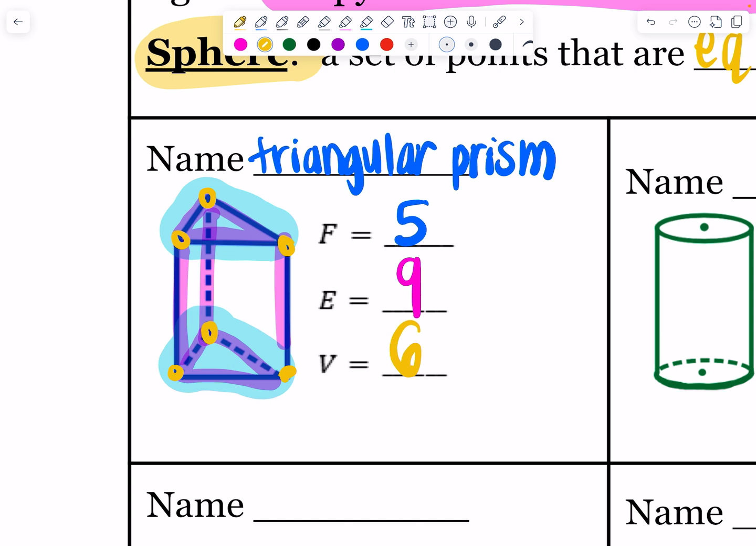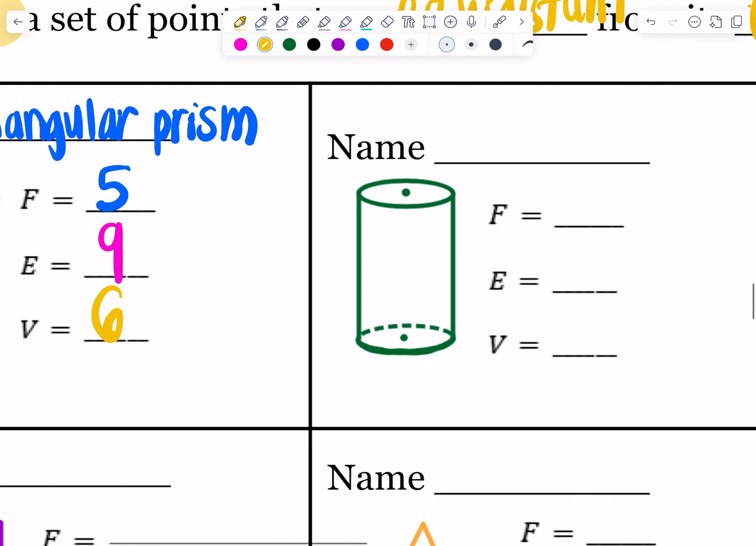If you wanted to verify, you could always use Euler's formula. F plus V is 11. 9 plus 2 is also 11. So I know I did it right.